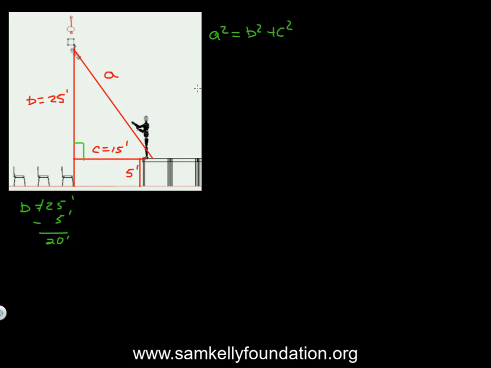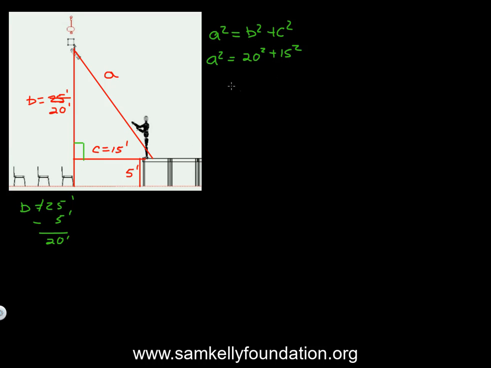Let's plug in our values. A squared equals our 20 squared plus C, which is 15 squared. And just to make things clear, B is now 20 feet. Okay, so now we know our values.